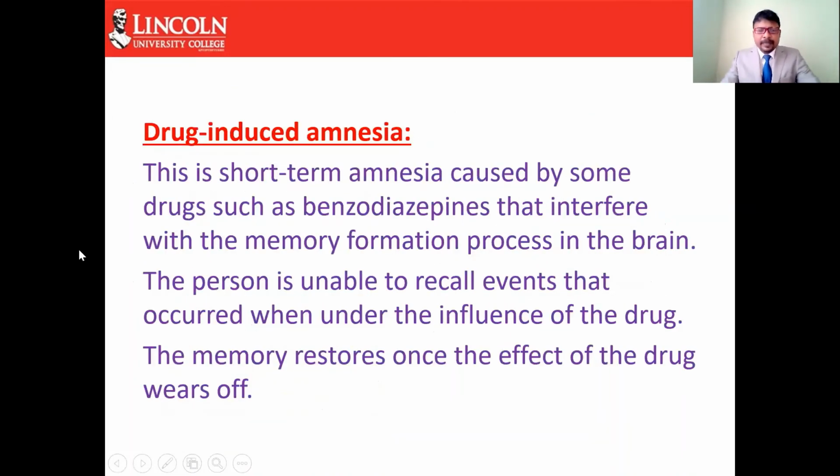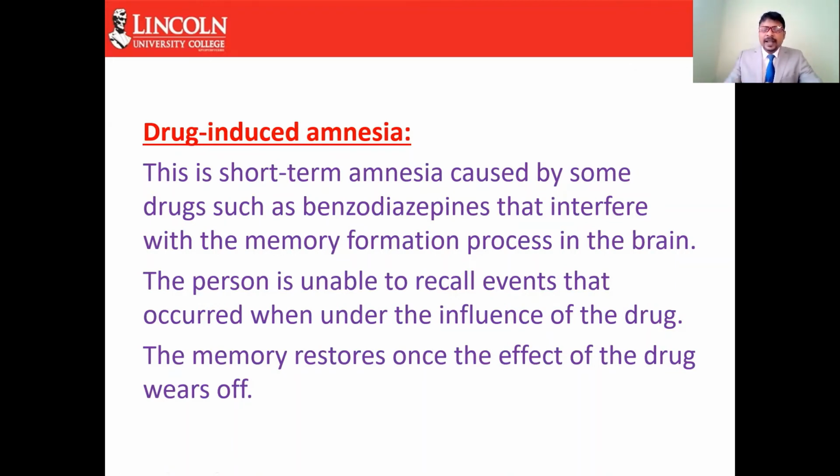Another amnesia is drug-induced amnesia. This is a very short-term amnesia caused by some drugs such as benzodiazepines, which interfere with the memory function process of the brain. Benzodiazepines are sedative drugs. If they take sedative drugs continuously, they may interfere with brain functions, so memory may be lost. These are short durations.